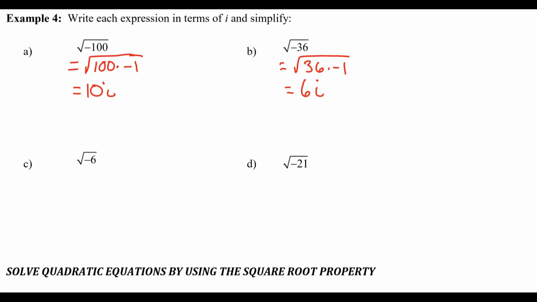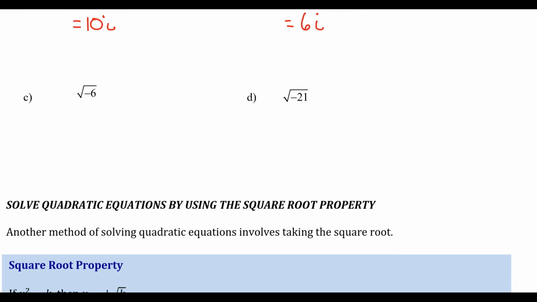Now sometimes they don't simplify down into perfect squares. So thinking about this, the square root of -6, that's 6 times a -1. Well, I can't take the square root of 6, but I can of the -1. The square root of -1 is i, and I leave the 6 underneath the radical. Same thing happens with the square root of -21. That's a 21 times a -1. So the square root of -1 is i. 21, I can't take the perfect square of that, so I'm going to leave it underneath.